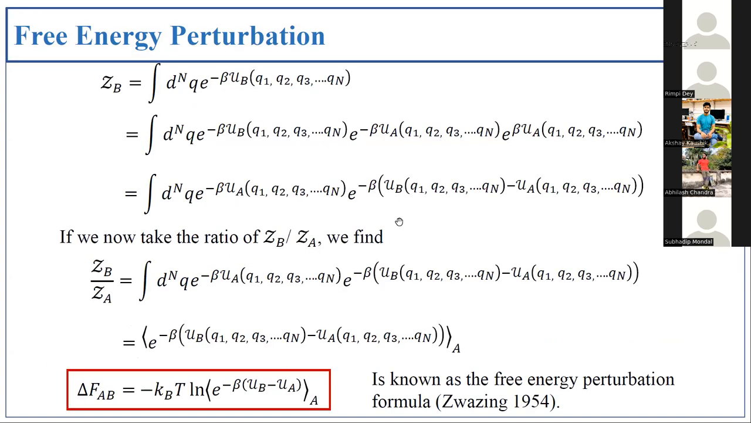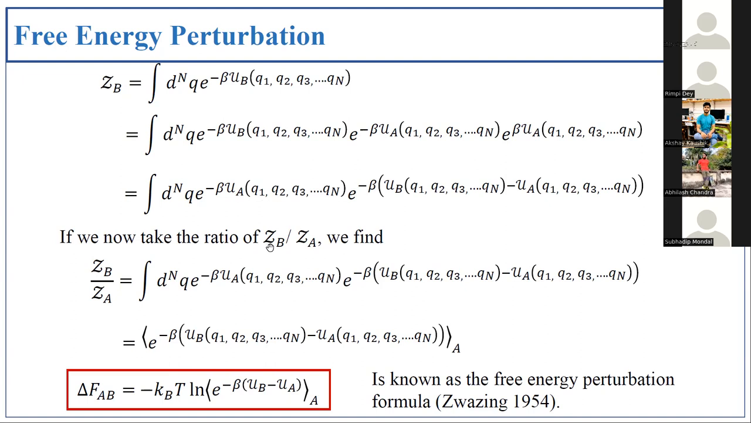Now, from this configurational partition function, we can derive the free energy perturbation in a few simple mathematical steps. Here we can write the configurational partition function as the integration of the exponential of the potential energy term of state B. And now I am introducing two terms that are equivalent to one, and a simple rearrangement will give the following form.